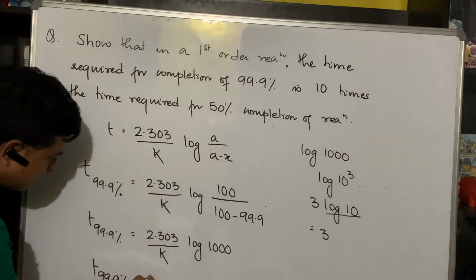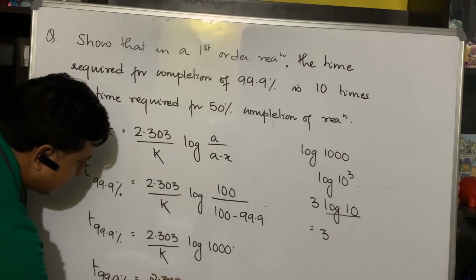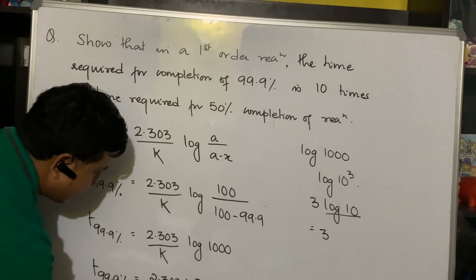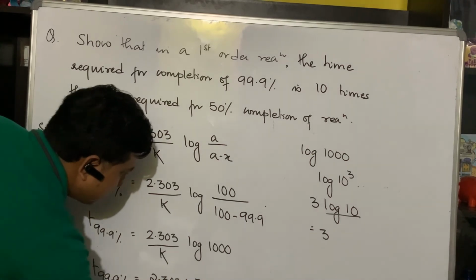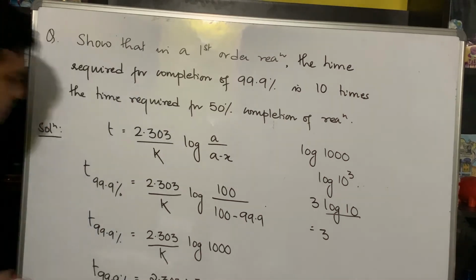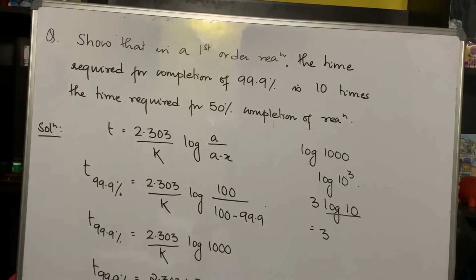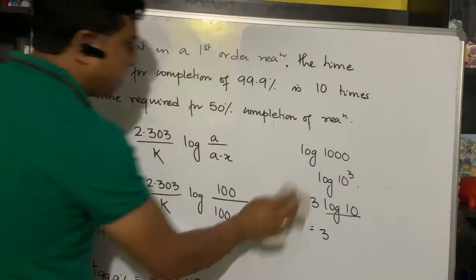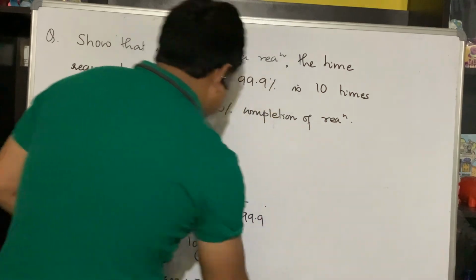So T 99.9% will be equal to 2.303 into 3 divided by K. So let me denote this by equation number 1. So what is the equation? T 99.9% is equal to 2.303 into 3 by K. Fine.